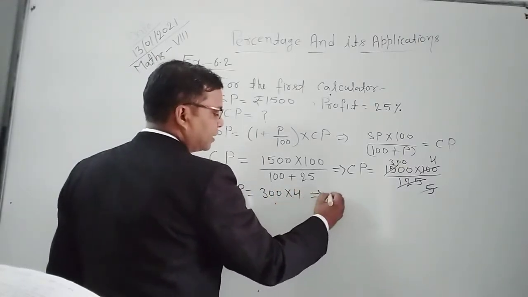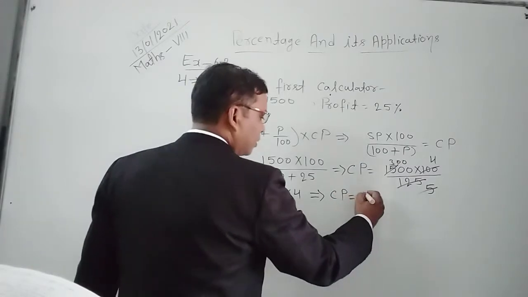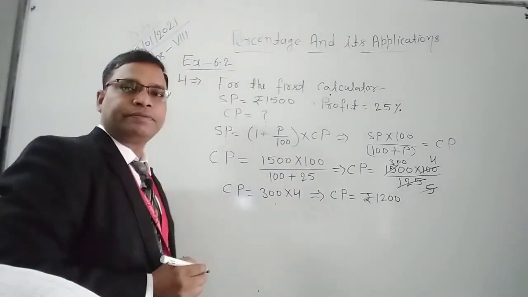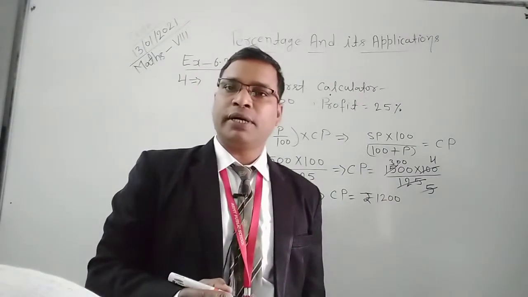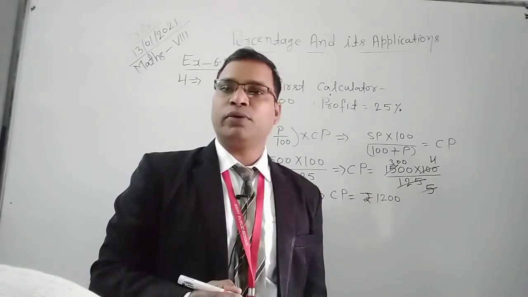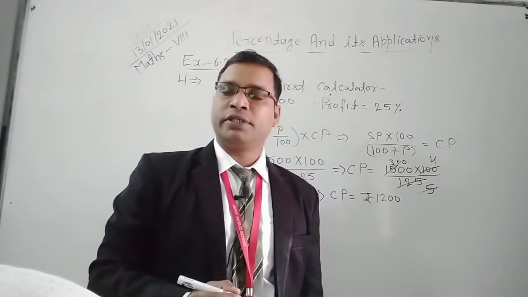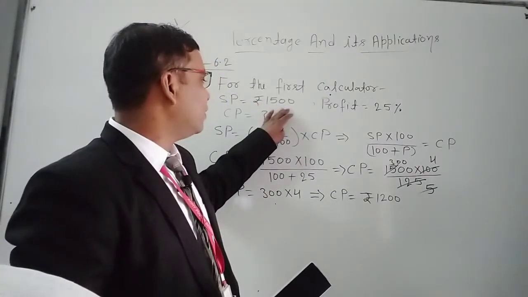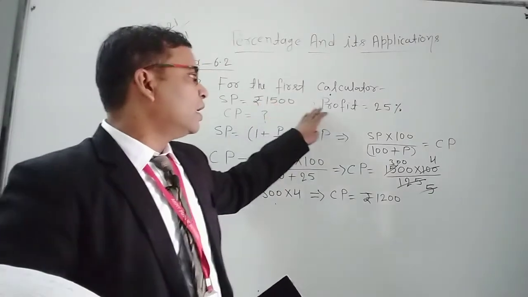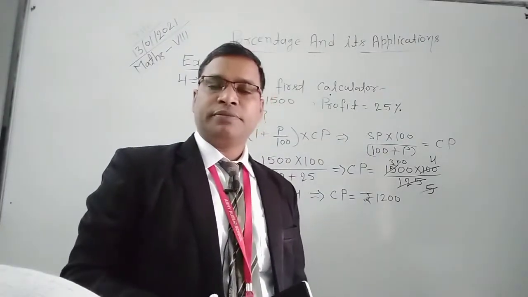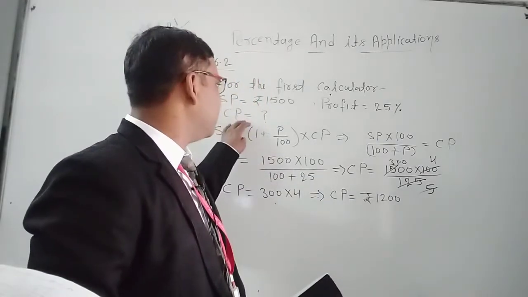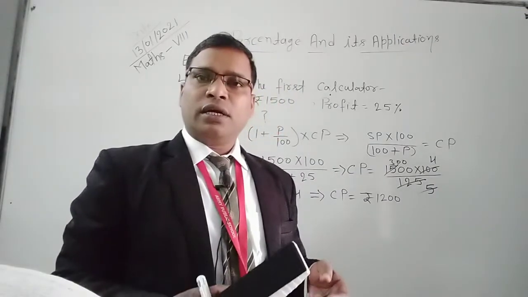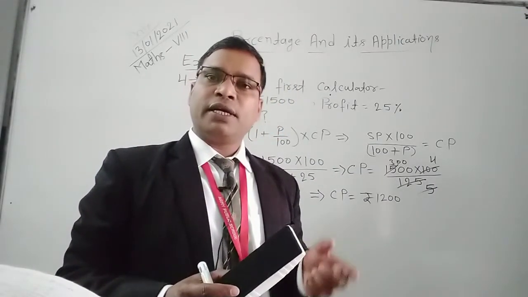So the CP is equal to 300 into 4. This implies that the cost price of the first calculator is 1,200 rupees. Clear? In this part, SP is given, 1,500 rupees, the selling price of the first calculator, and the profit is also given here, 25%. First we find the CP, cost price, because without the cost price how do we know whether in the whole transaction they will have profit or loss.